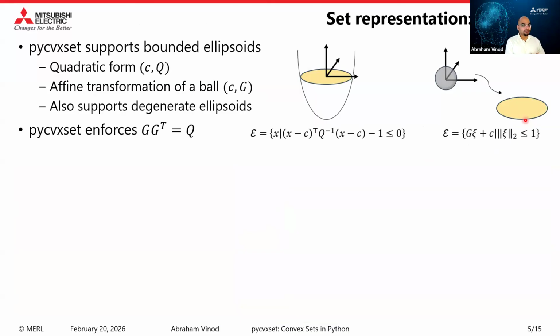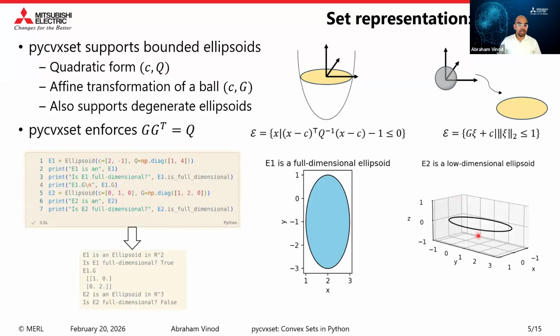Simultaneously, pycvxset also supports bounded ellipsoids, so you can define them either in the quadratic form or an affine transformation of a ball. This also supports degenerate ellipsoids in the form of a low-dimensional ellipsoid as well. So this is how you would define an ellipsoid in this case, and pycvxset lets you interact with it and ask for its dimensionality, singleton, and things like that as well.